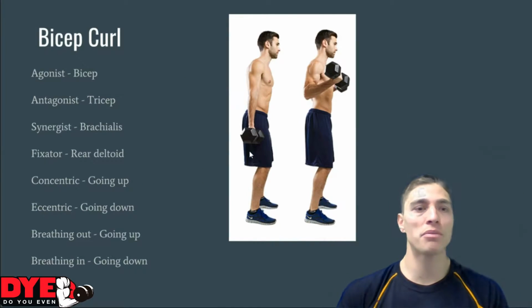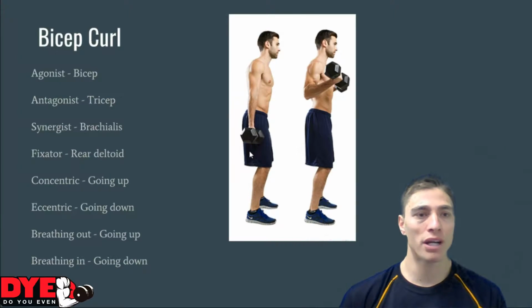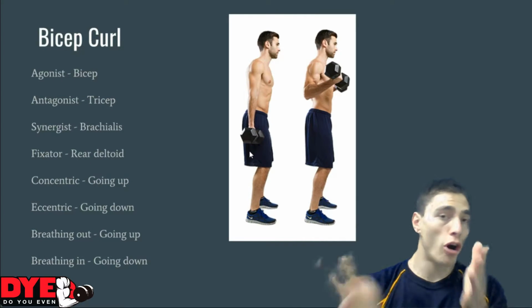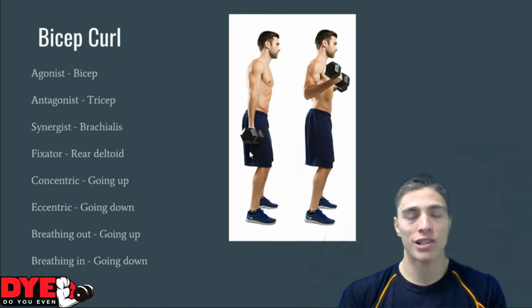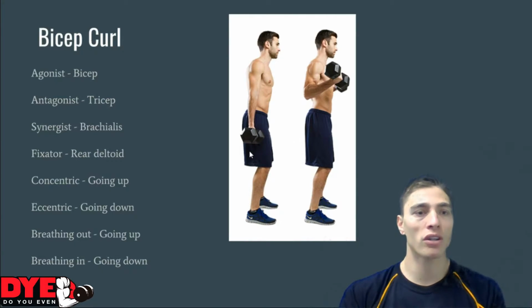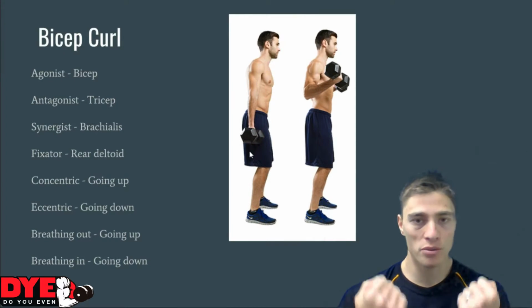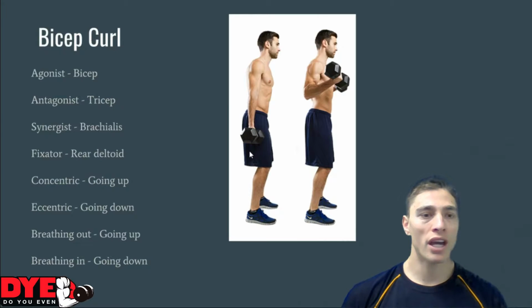Let's look at a few examples now. We've got our bicep curl here. The agonist, the muscle working, is the bicep. The antagonist is the muscle opposite, your tricep, that is relaxing while you're doing the work. The synergist is the brachialis. This is a muscle that is under your main bicep head, which also helps with flexion at the elbow.